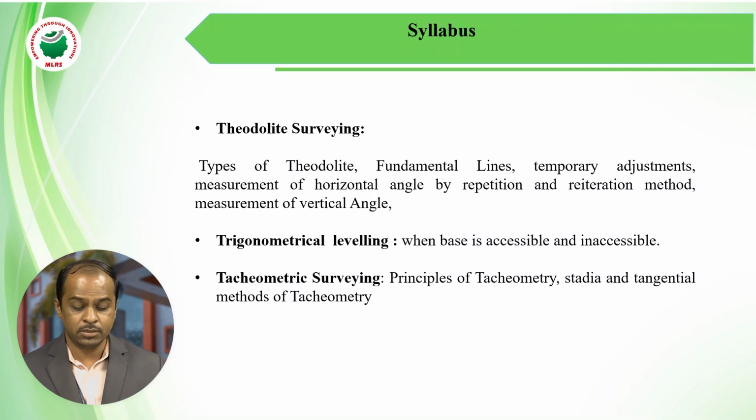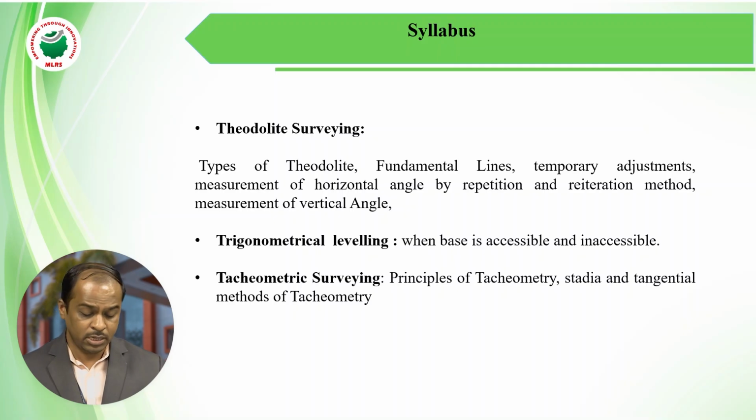Next topic is the horizontal angle measurement by the repetition method and reiteration method. After that, in this theodolite surveying, it is the measurement of vertical angle. Then the main topic is trigonometrical leveling. By the trigonometric concepts and formulas, we are calculating the horizontal distances, vertical angles and vertical distances.